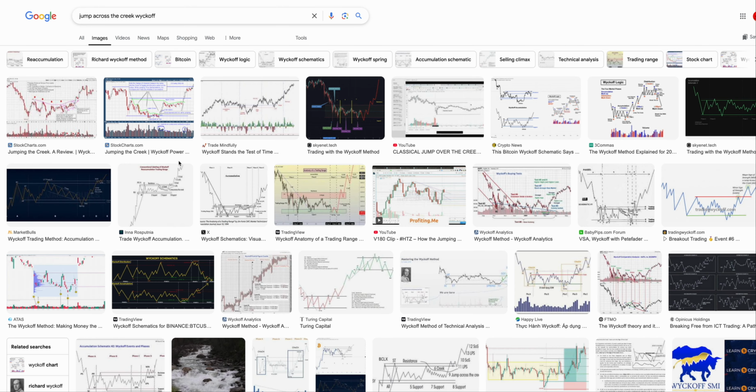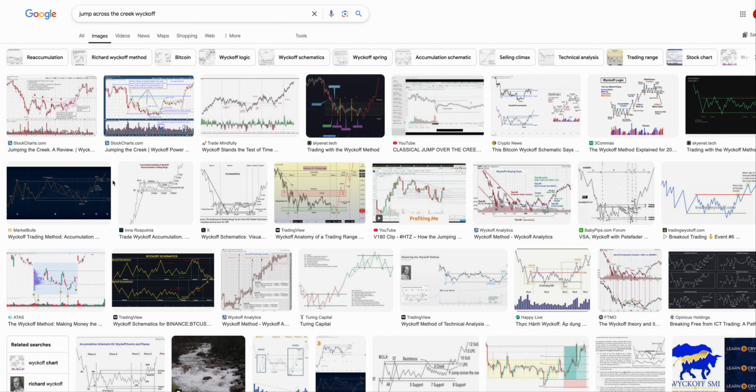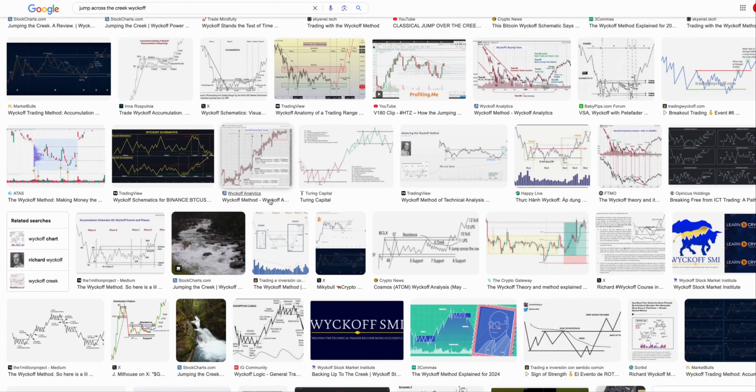This is my favorite part of the schematic. I think it's everyone's favorite part of the schematic because it's when we finally enter into that expansion, and it tends to happen very rapidly. So let me show you guys here. Let me just try to find it.